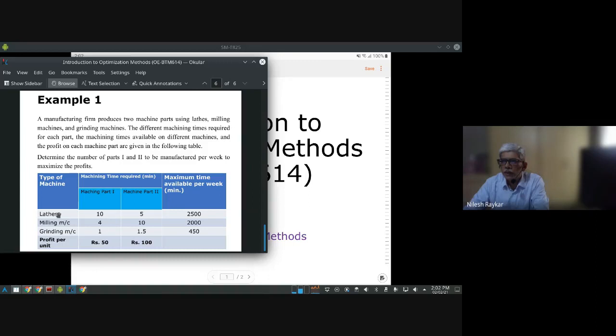And part one requires first lathe operation, then milling operation, and then grinding operation. And the minutes required for them are given. And similarly, part two, the minutes required for each of the machines are given. And the capacity of machine per week is given. And our objective is to produce certain number of part 1 and certain number of part 2 so that we maximize the profit. So the objective function we defined in terms of profit.